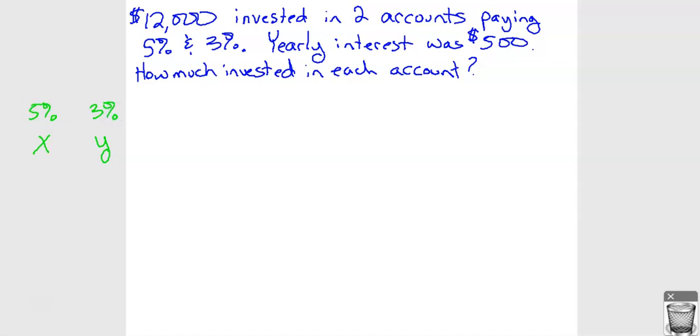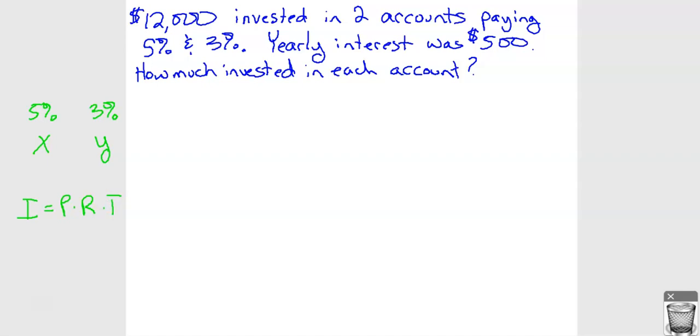Okay, so you should also remember that we're talking about the interest on 2 accounts. Interest is PRT, principal times rate times time. And we're going to use that formula to set up a system of equations.